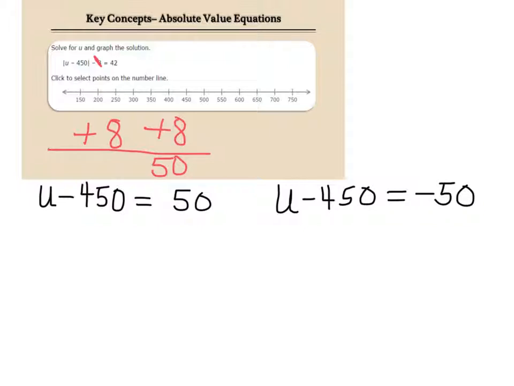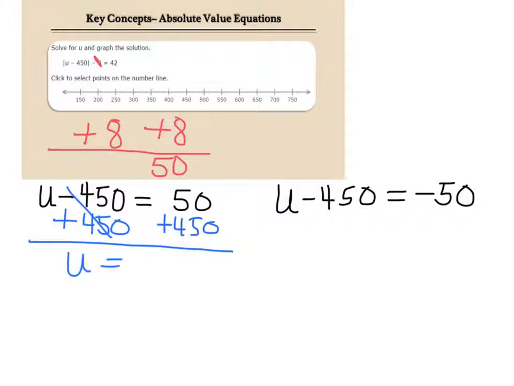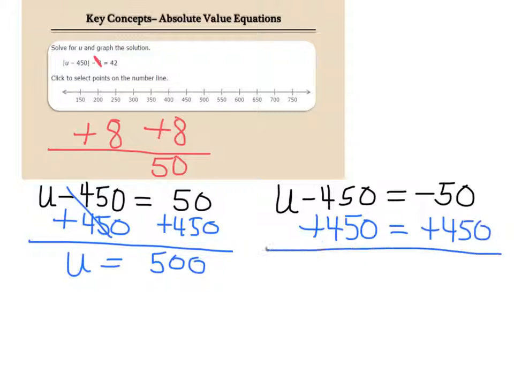I'm going to add 450 to both sides of the equation. That will give me u equals 500. And if I add 450 to this one, u equals 450 minus 50, which is 400. So I end up with u equals 500 and u equals 400. Now all we have left to do is graph those 2 points. So I come up here and I put a point on 500 and one on 400. And now I've solved the equation and graphed the solution.